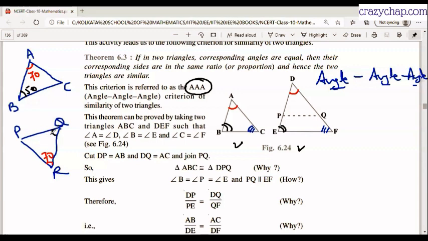So angle C will be what? 60. 180 minus 70 minus 50, which will be 60, right? And similarly, angle P would also be 180 minus 50 minus 70, right? Right, sir. Which will again be 60. So the third angle has to be by default equal, right?